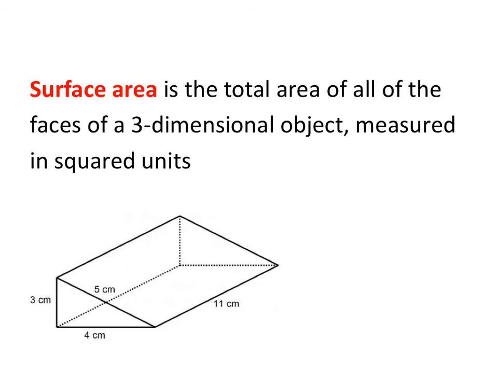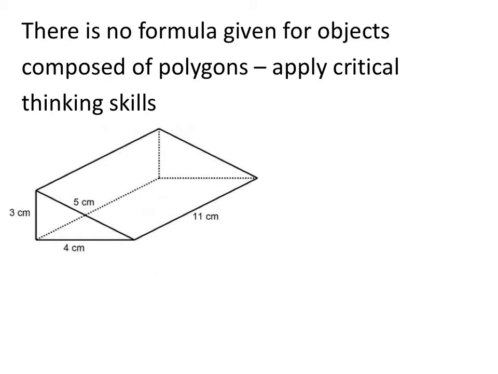Our other important idea of this video lesson is the idea of surface area. Surface area is the total area of all the faces of a three-dimensional object, and since it's an area, it's measured in squared units. It's important to know for grade 10 students that there's no formula given for the surface area for objects that are composed of polygons, rectangles, triangles, hexagons, and so on. So we expect our students to apply critical thinking skills.